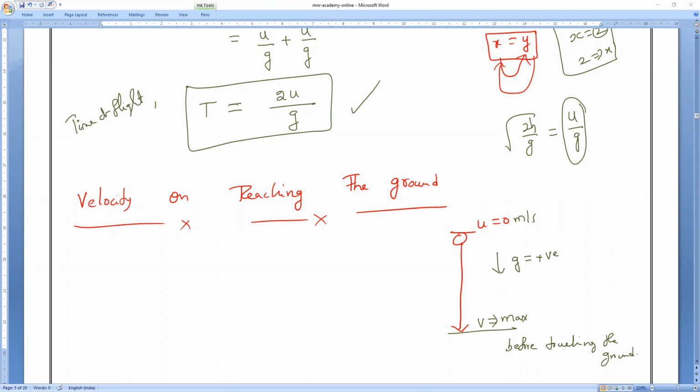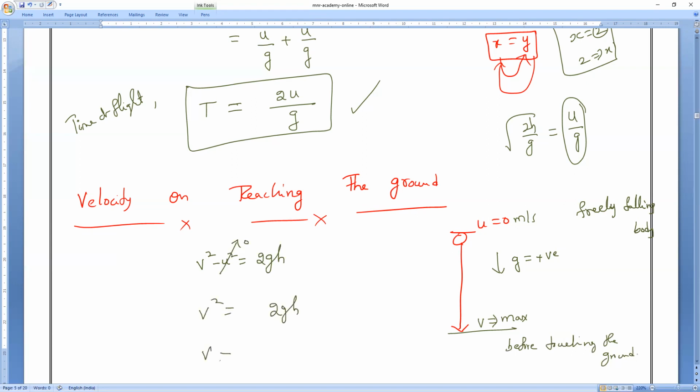Very simple. No time is mentioned. Initial velocity is zero for a freely falling body. We can only say freely falling body. So which equation? No time is mentioned: V square minus U square equals 2GH. Initial velocity is zero, so V square equals 2GH.